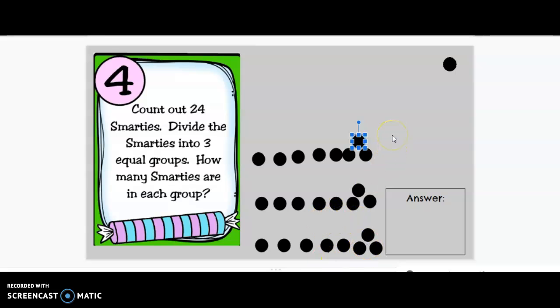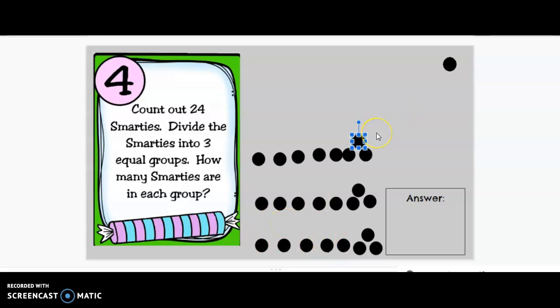So how many Smarties are in each group? Well, let's count them. 1, 2, 3, 4, 5, 6, 7, 8. But let's double check and count all of them. 1, 2, 3, 4, 5, 6, 7, 8. 1, 2, 3, 4, 5, 6, 7, 8. So we have 3 groups of 8.